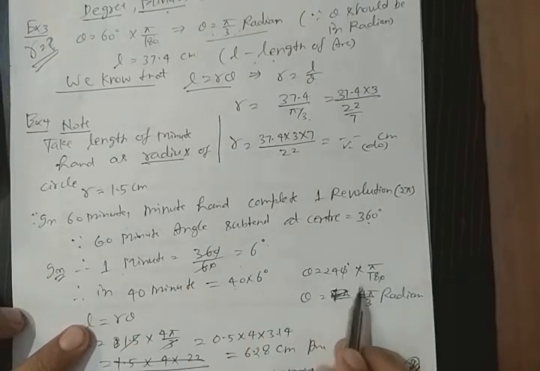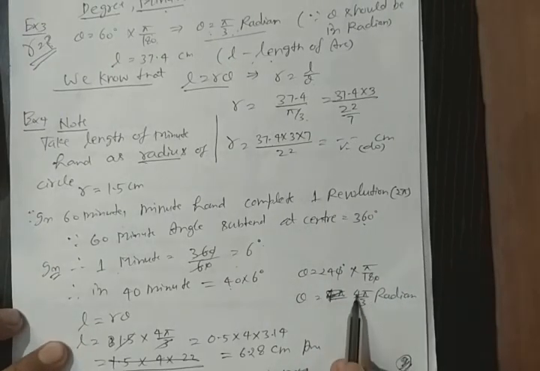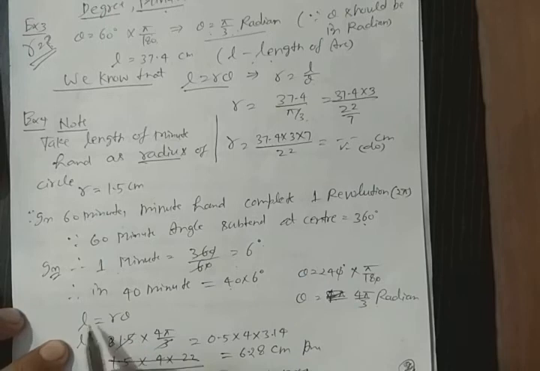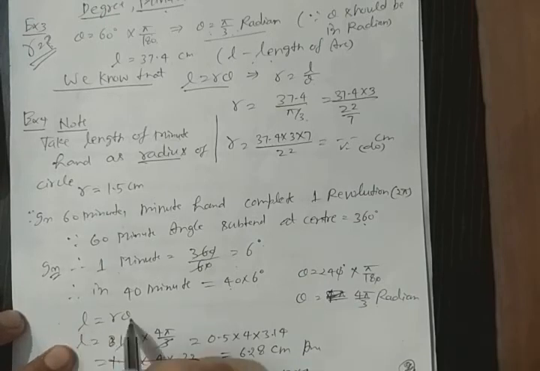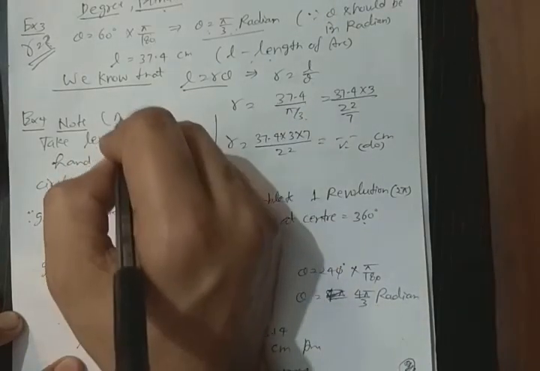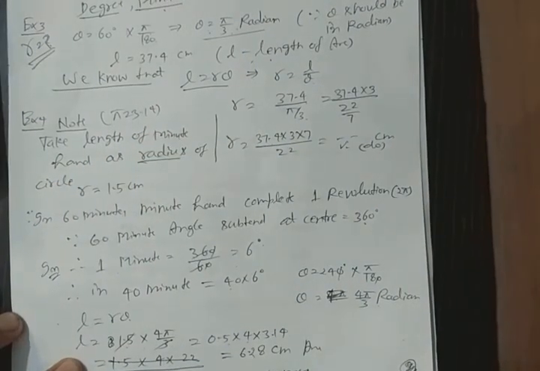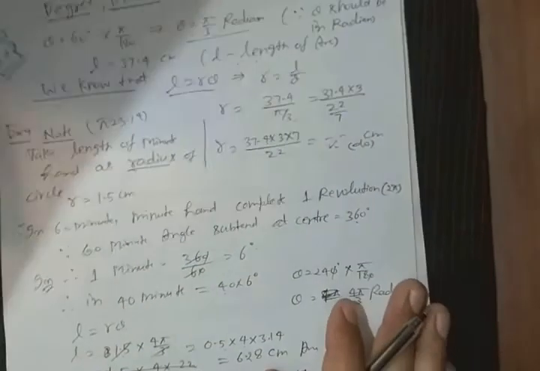Convert it into radians, so multiply by pi upon 180, so that becomes 4 pi upon 3 radian. And put in the formula L is equal to r into theta: 1.5 into 4 pi upon 3, that is 0.5 into 4 into 3.14. Since the value of pi is given as 3.14, put the value of pi 3.14, then it becomes 6.28 centimeters. Next question.